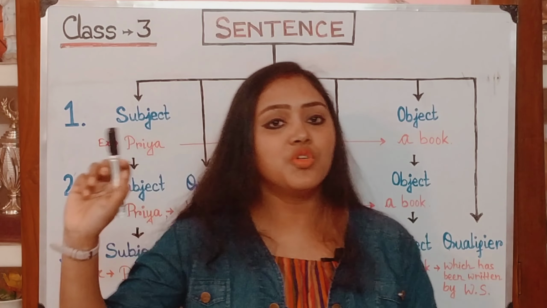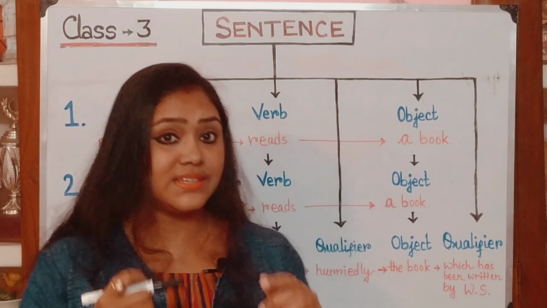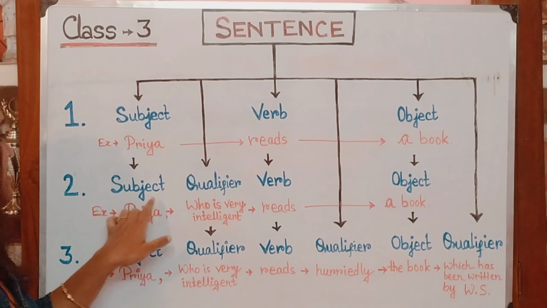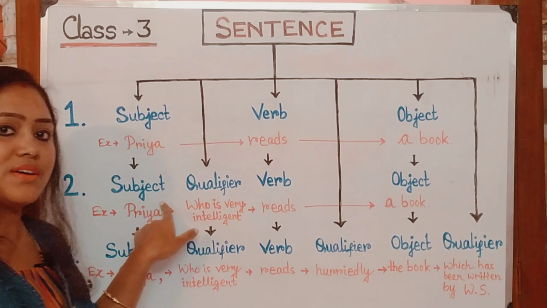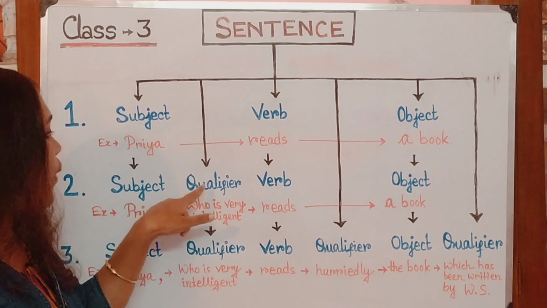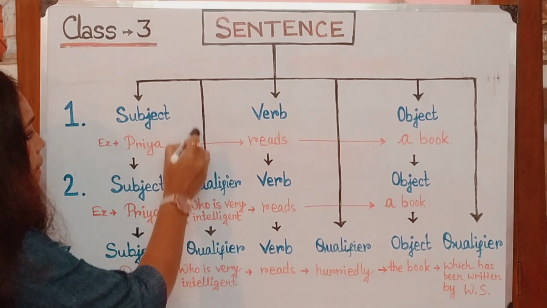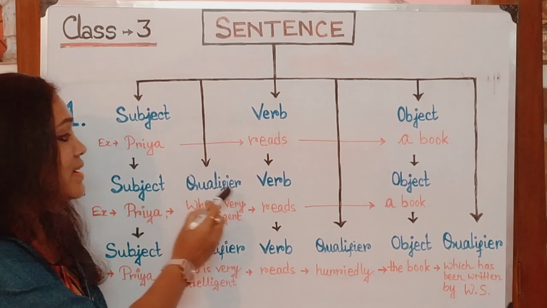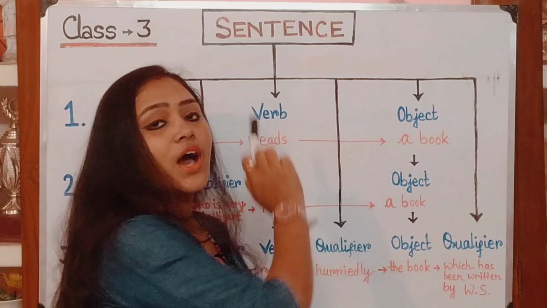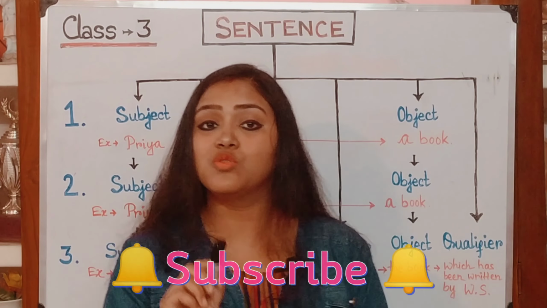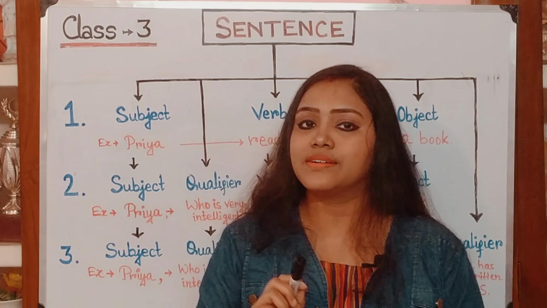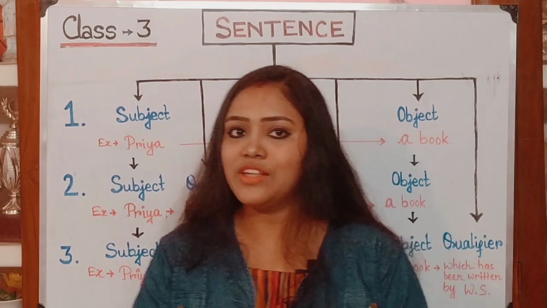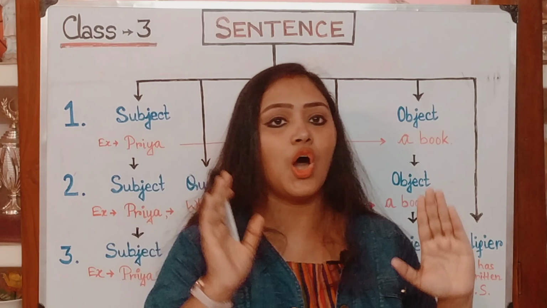Now I will move to number 2, which is more complicated than the first one. Number 2 is subject. Again, subject is the first part. Then comes the qualifier. You can see I have made a mark over here. So subject, qualifier, verb, and then the object. One thing here is the qualifier. What is a qualifier? A qualifier qualifies the noun or pronoun.